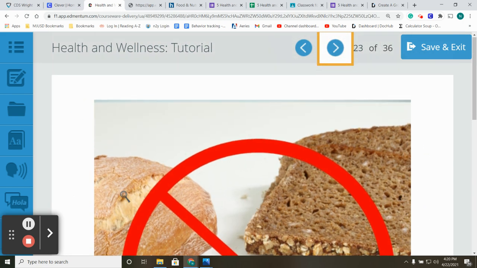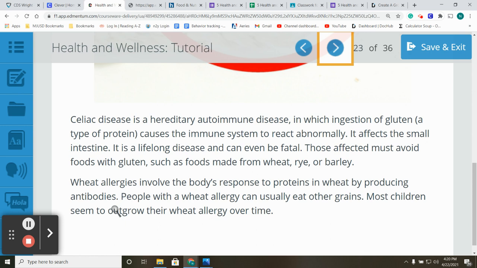Celiac disease is a hereditary autoimmune disease in which ingestion of gluten, a type of protein, causes the immune system to react abnormally. It affects the small intestine and is a lifelong disease and can even be fatal. Those affected must avoid foods with gluten, such as foods made from wheat, rye, or barley.